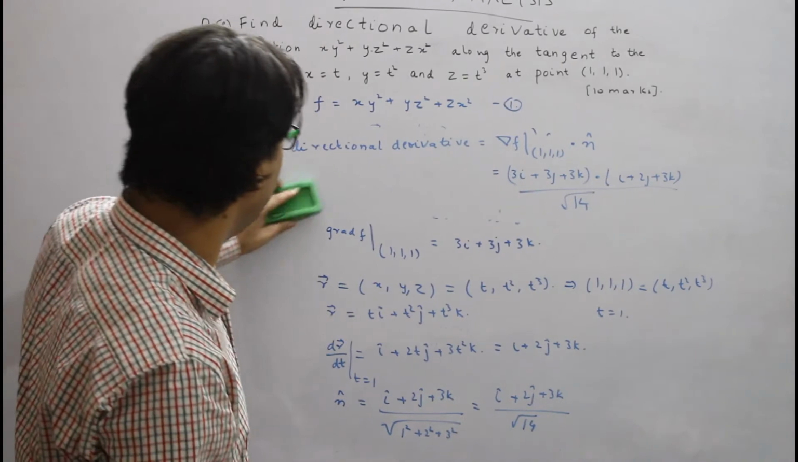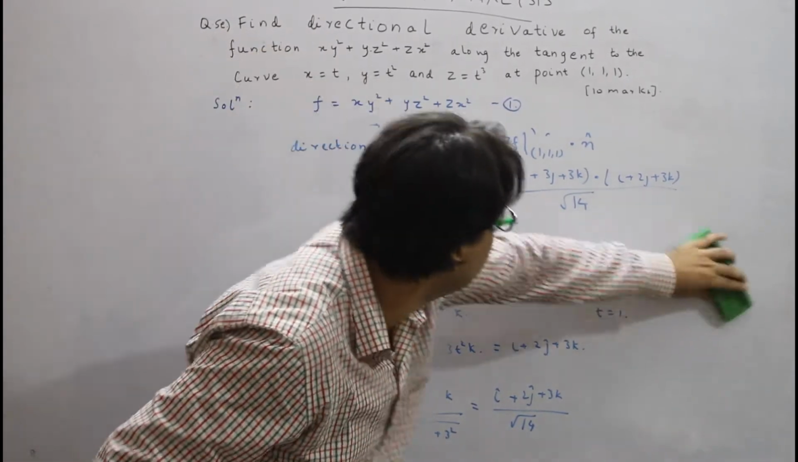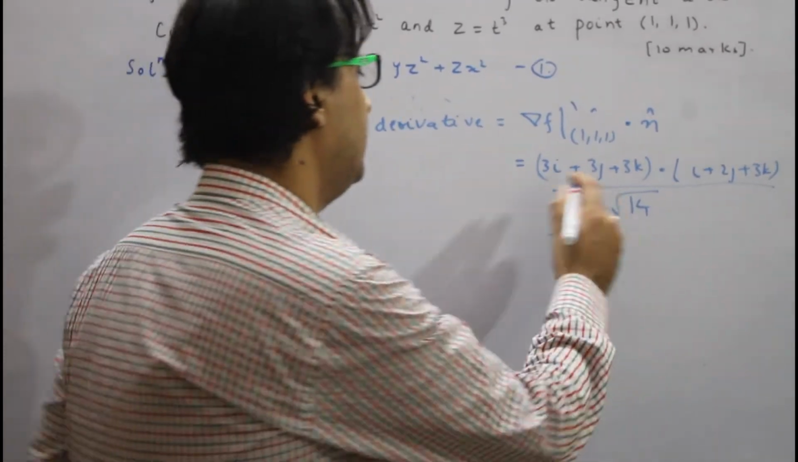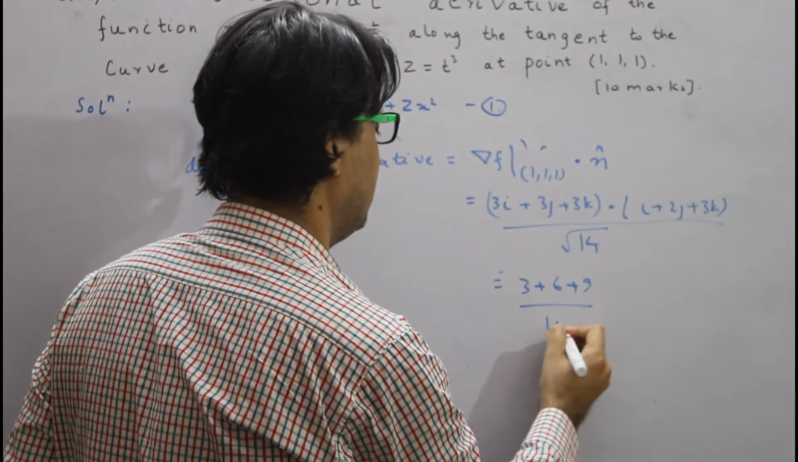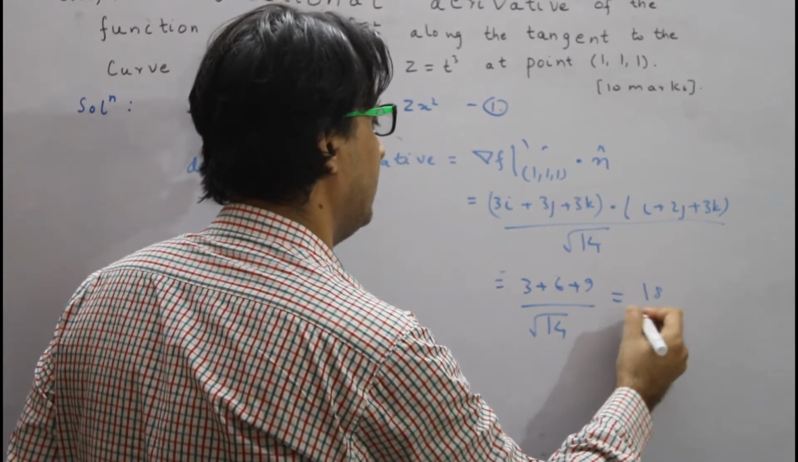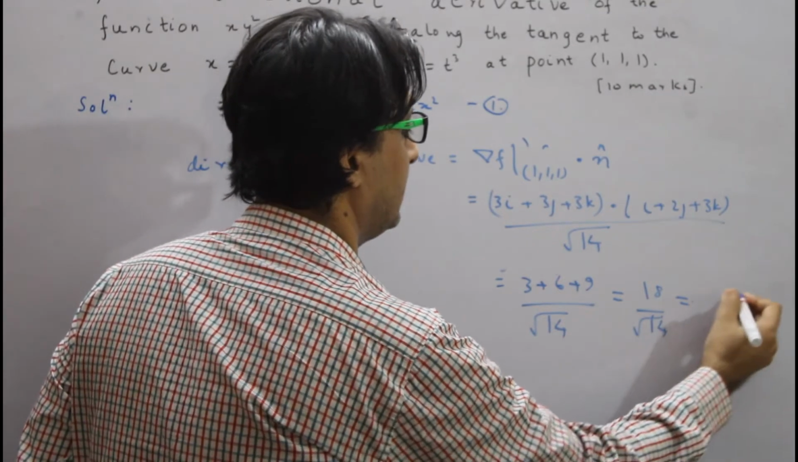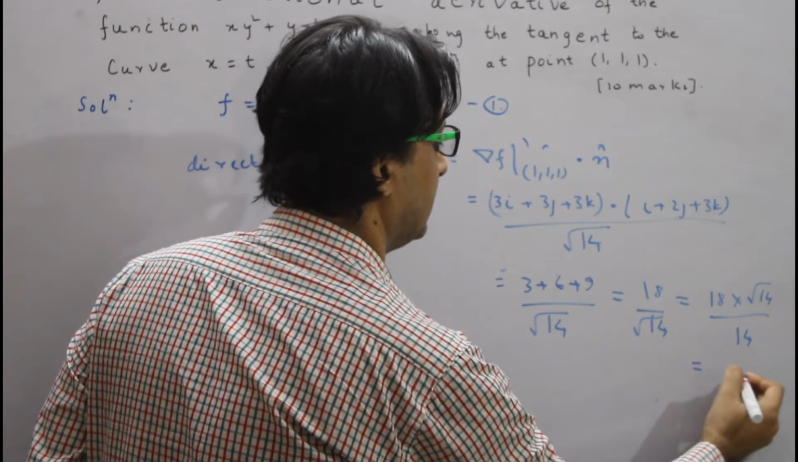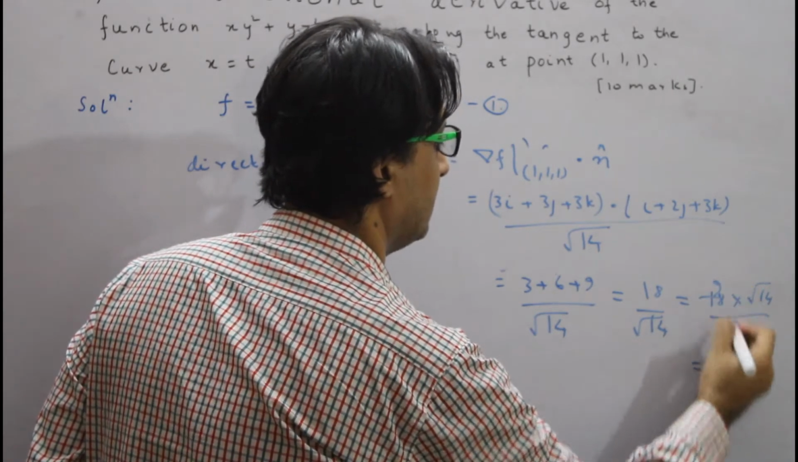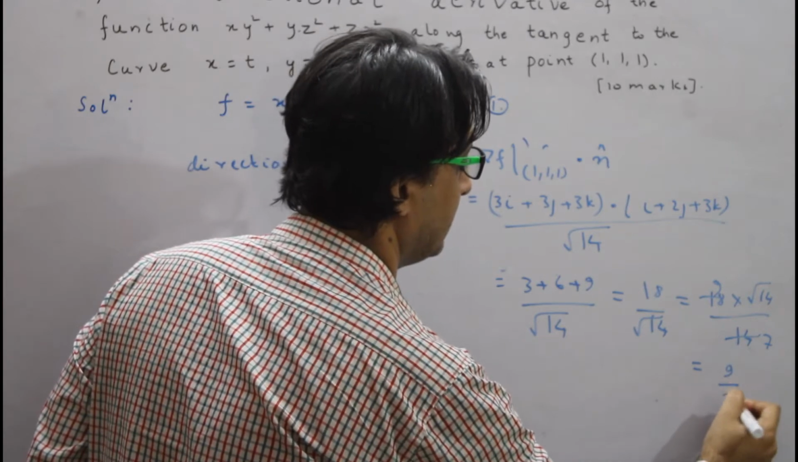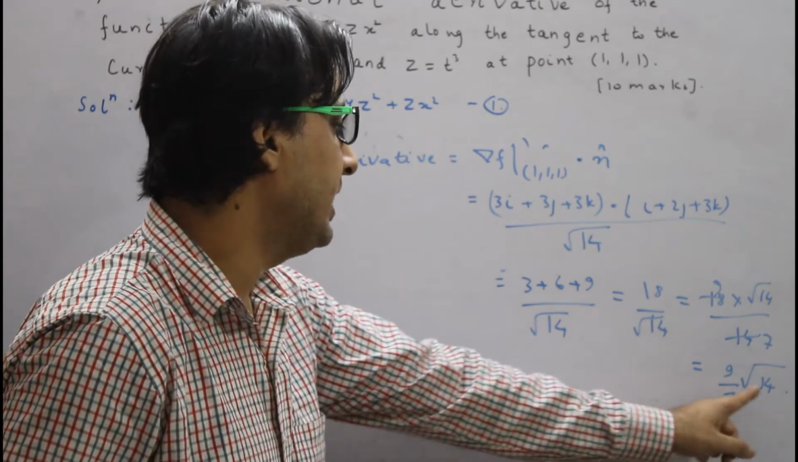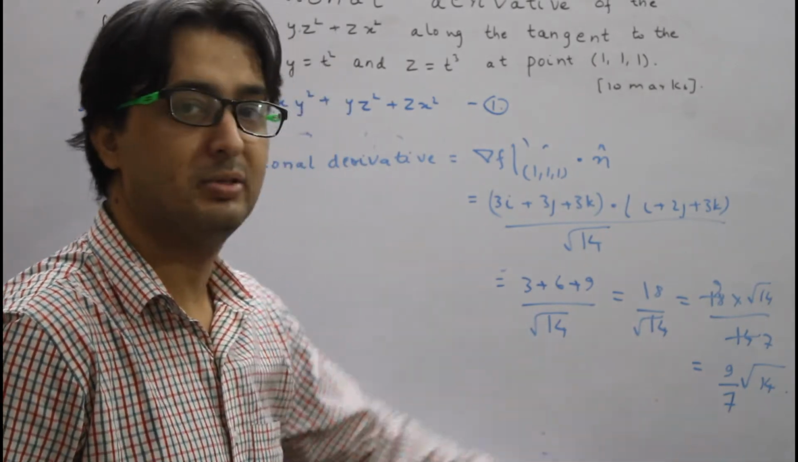Alright, so we can find the value, and this amounts to 3 into 1 is 3, plus 6, plus 9, divided by under root of 14. So this is 18 by under root 14. You can write it as 18 into root 14 divided by 14, and this becomes 9 root 14 divided by 7. So this is our answer.